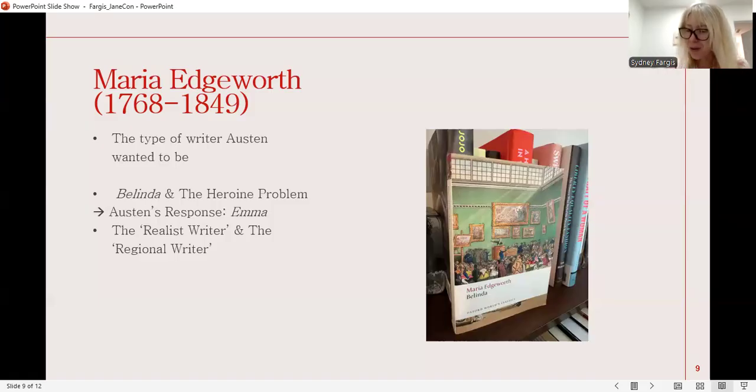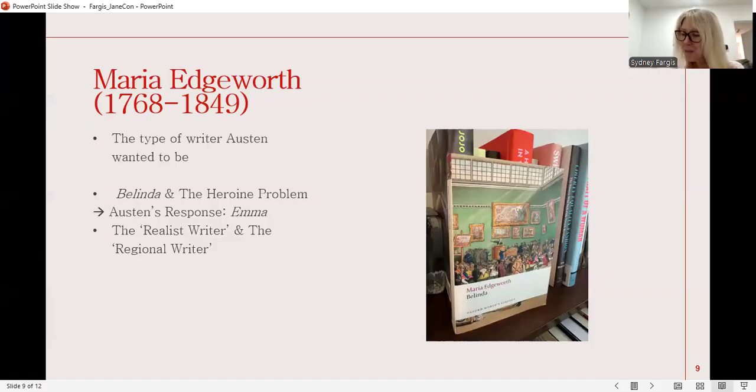In Belinda, Edgeworth works around this by providing the reader with a perfect heroine who just so happened to have a mesmerizingly imperfect, constant companion by the name of Lady Delacour. Wise, witty, and bold, Lady Delacour reigns supreme over the London social scene and has all of the adventures that Belinda can't.